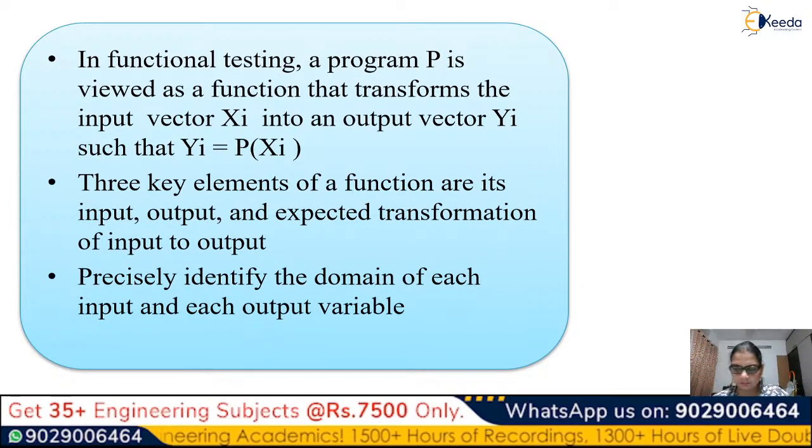Precisely identify. Now there are three key elements included: the input, the output, and the function. Precisely identify the domain of each input and output variable. When we are talking about the code or about the application domain, we need to identify the domain inputs.